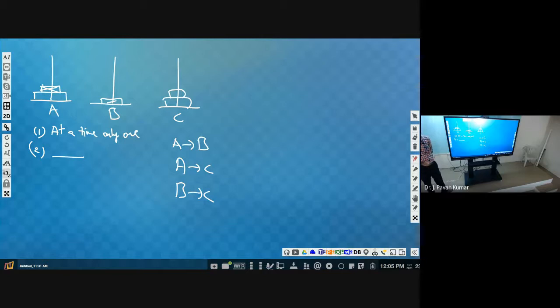Clear? Now you consider three boxes here. What are the steps you write and tell? When we consider three boxes at tower A, what are the steps?